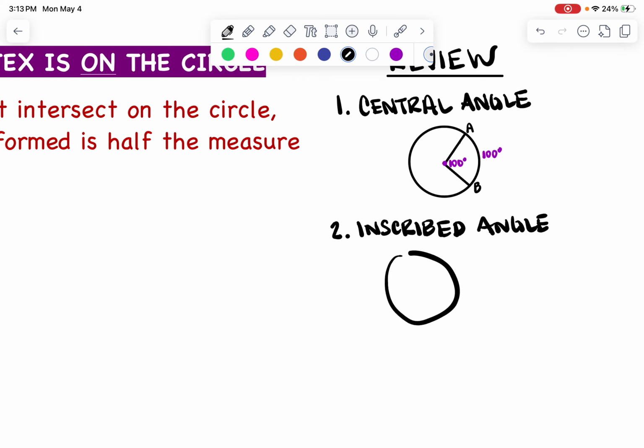An inscribed angle is an angle whose vertex is on the circle. And that's really the biggest distinction that we need to remember, because we're going to talk about that a lot today. Where the vertex is, that's what drives all the measurements of angles that occur in the circle or outside the circle. It's all about where the vertex is.